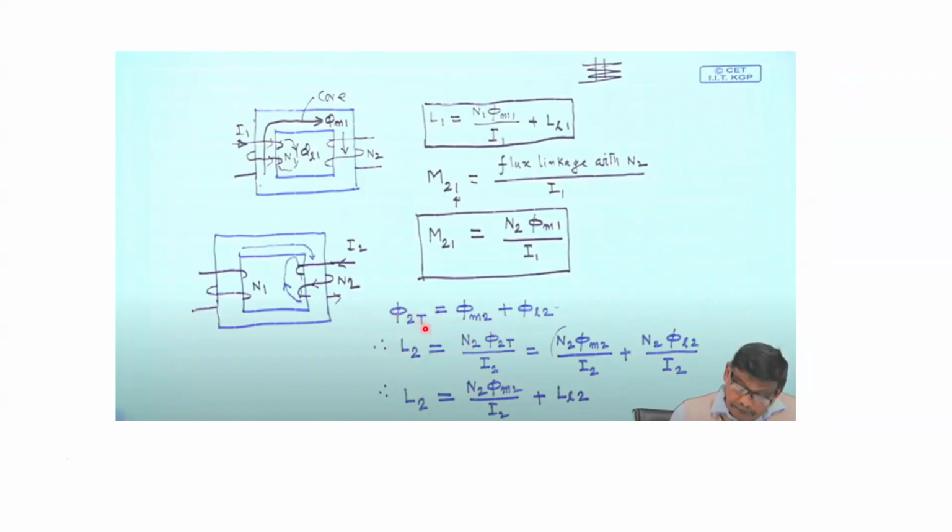So this L2 will be the flux which is linking this secondary coil. So secondary coil has how many turns? N2 turns, and this flux phi 2 was produced due to the current I2. So N2 into phi 2 by I2. Now this phi 2 also has two parts, one which is linking both the coils and one which is leaking in the air. So phi 2 has two parts, phi m2 plus phi l2. So here instead of phi 2, phi m2 and phi l2 are placed. So this gives you the leakage part, and then here you have the mutual part.